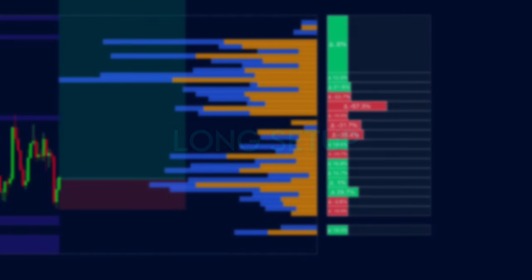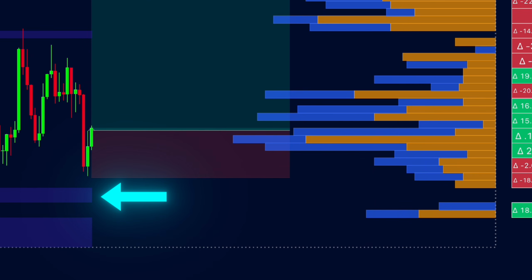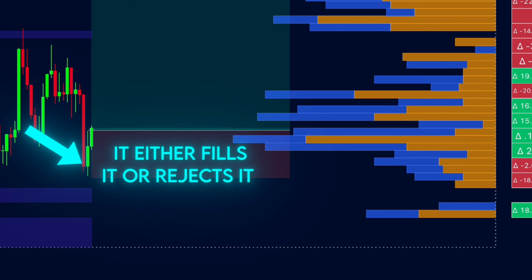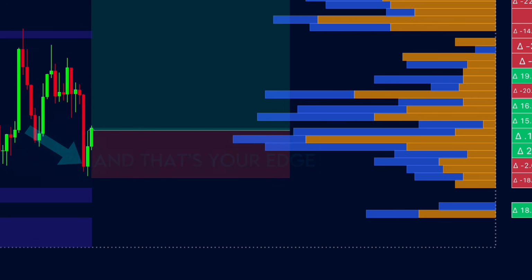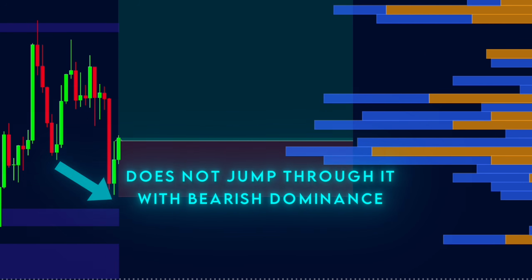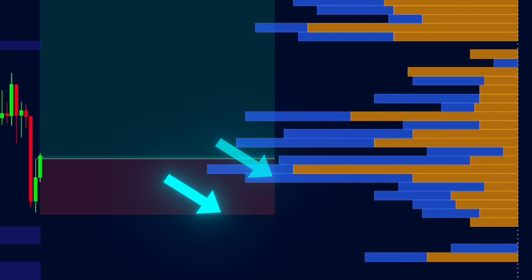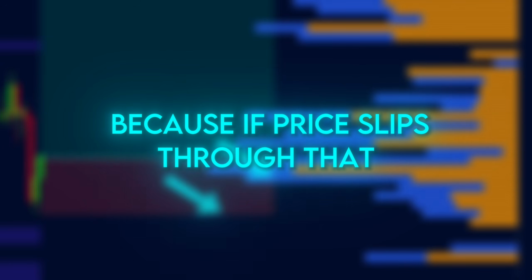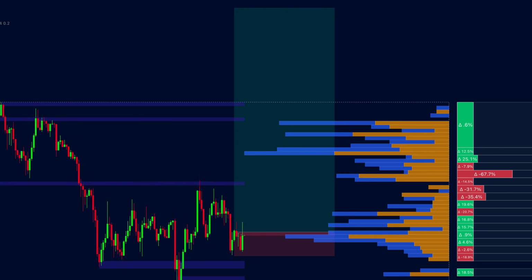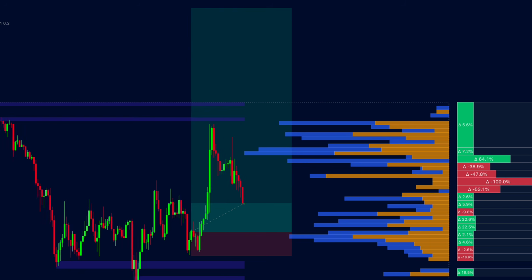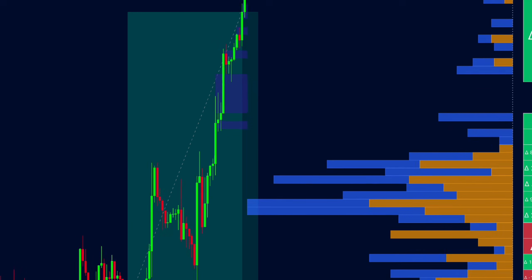Long setup. First, find a true volume void below price. This is a level price never traded in. When price comes back toward that void, it either fills it or rejects it, and that's your edge. If price approaches the void from below and you start seeing bullish volume building at nearby price rows, that tells you buyers are stepping in. Now, when price gets close to the void but does not jump through it with bearish dominance, place your stop loss just below the nearest bullish volume row, because if price slips through that, the imbalance likely fails. Take profit at the next high volume area above, or let price fill the entire void and beyond.